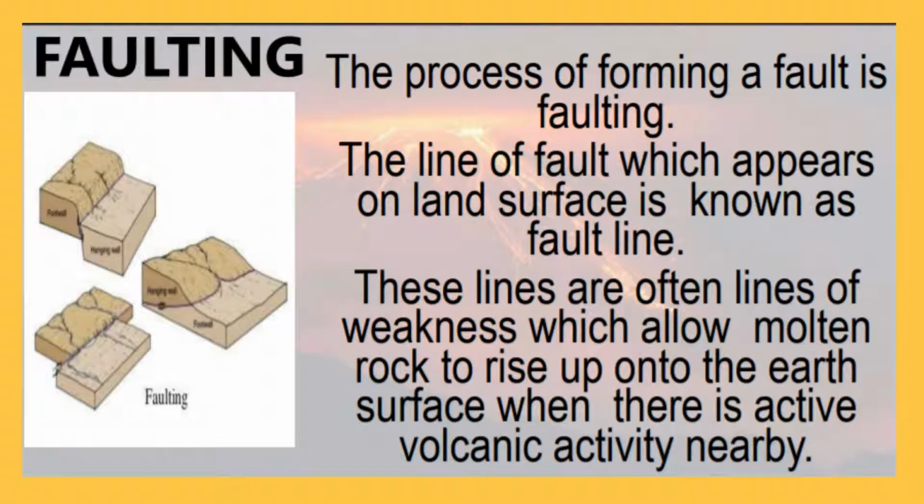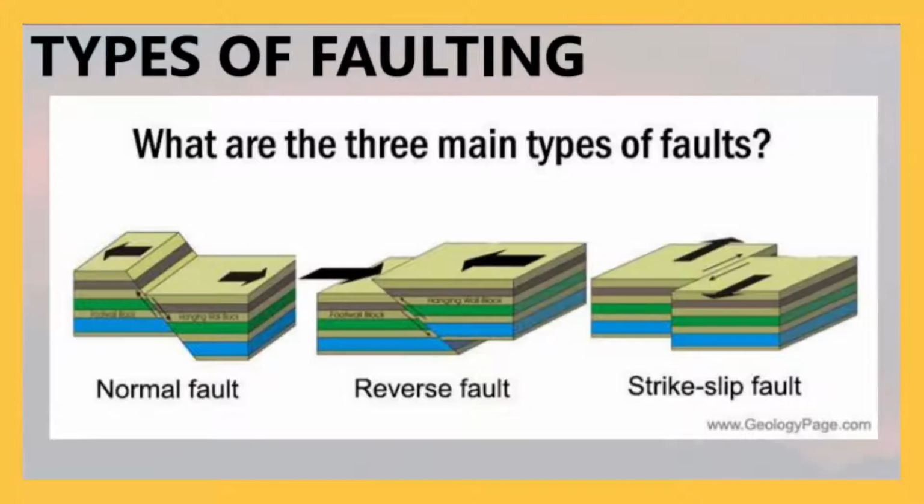Now, there are types of fault being expressed in this picture. The first one is the normal fault, the second one is the reverse fault, and the third one is the strike slip fault. When we say normal fault, the footwall is being uplifted while the hanging wall block is going downward. There would be an outward movement between the two blocks, resulting in our footwall uplifting and our hanging wall going downwards.